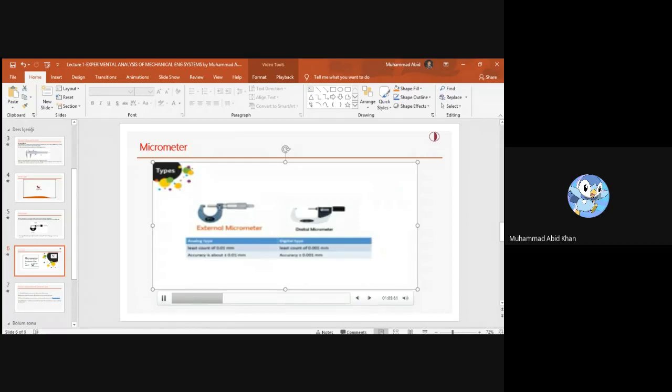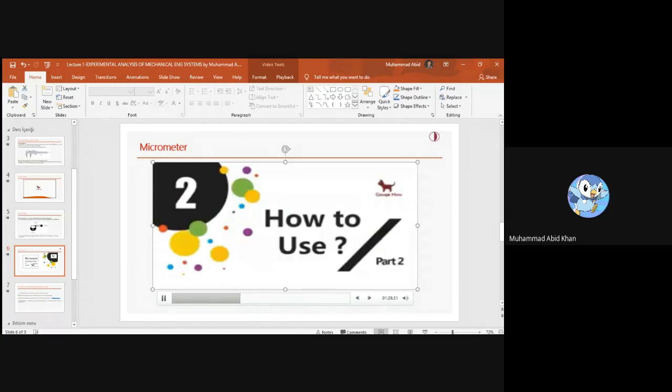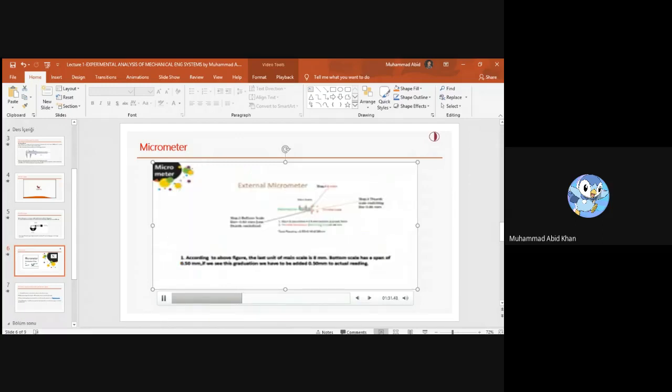We have 2 types of micrometers, the external micrometer and the digital micrometer. This external micrometer is of analog type, and we have the least count of 0.01 mm with an accuracy of about plus or minus 0.01 mm. Whereas in the digital type, we have the least count of 0.001 mm and the accuracy is about plus or minus 0.001. So this is all about the introduction of the micrometer, and now let's see how to use it.